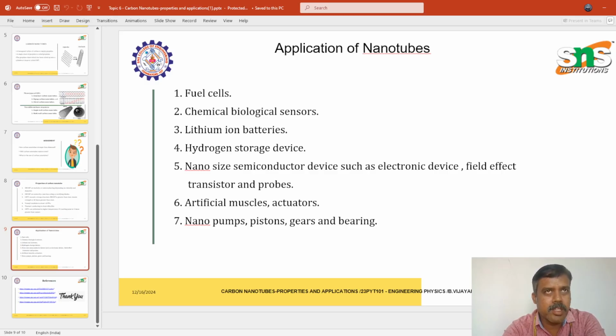The fabrication of nanotubes is of three types: one is the laser method, another is the chemical method, and another is the ablation method. Based on the percentage of carbon transfer, we have found applications of carbon nanotubes. So this is all the reference.